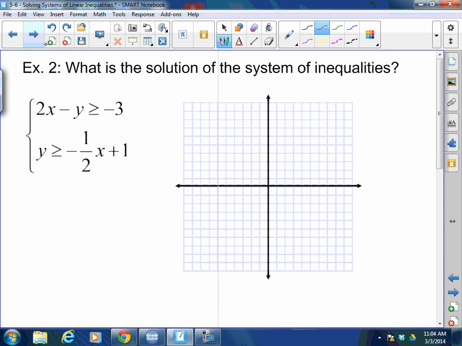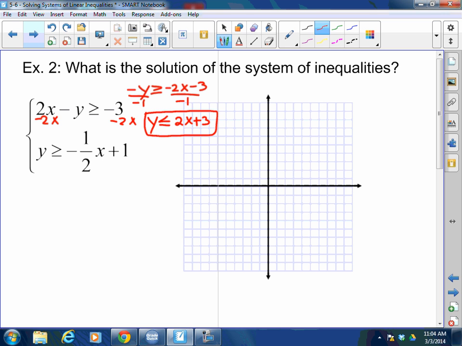What do I got to do here first? Solve for y. So I'm going to subtract 2x from both sides. So I've got negative y is greater than or equal to negative 2x minus 3. How do I solve for y? Divide by negative 1. Very good. y is now less than or equal to 2x plus 3.